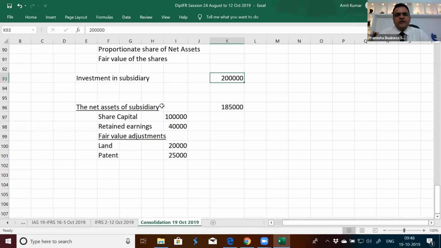The investment in subsidiary is 200,000 and the fair value of net assets of the subsidiary is 185,000. If I try to cancel 185,000 against 200,000, I'll be able to cancel 185,000, but there will still remain 15,000. What is this additional amount, and why would a company pay more than the fair value of net assets of the subsidiary? What is it which is being paid more than the fair value of net assets? What do you think?